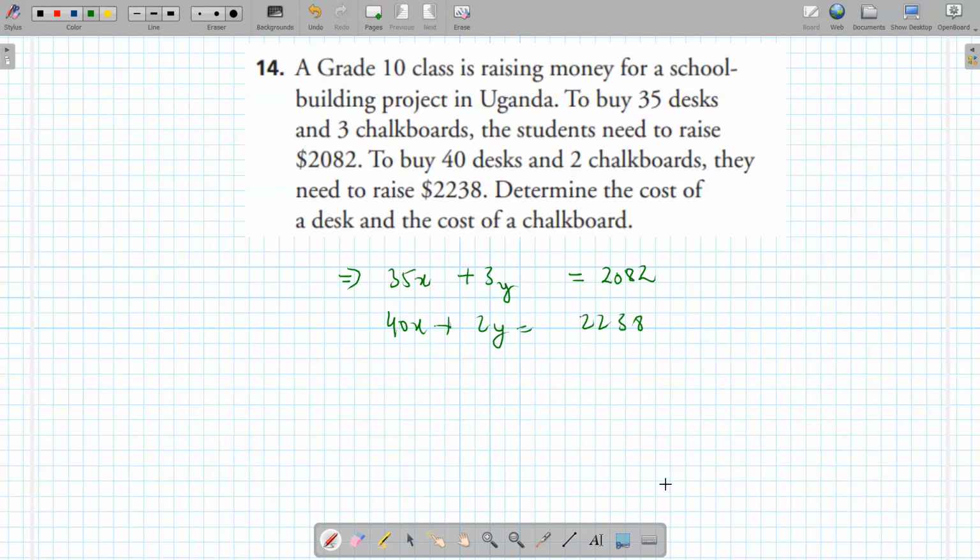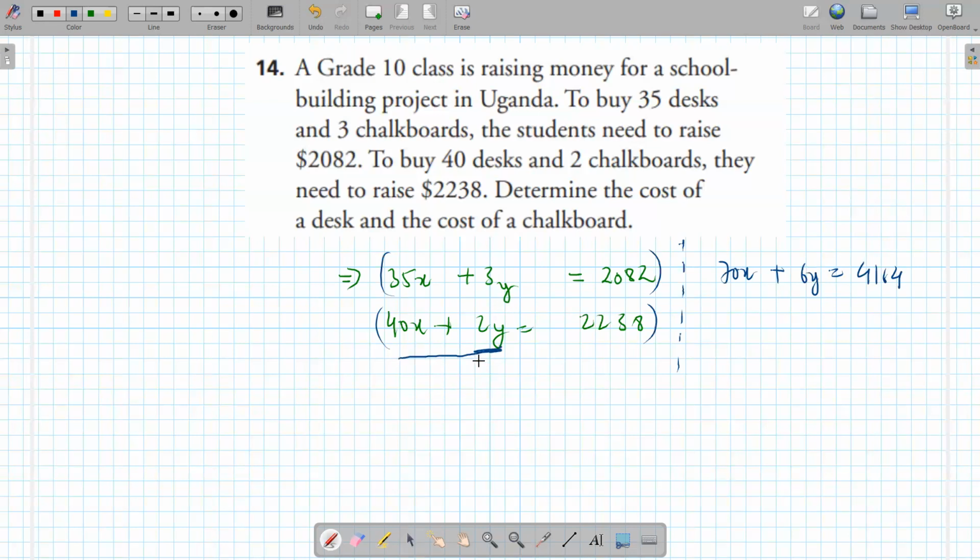Now this one, again, you can use anything you like. I'm going to use elimination, just so we divide it half and half between the ways we do linear systems. I'm not going to deal with 35 and 40. Those numbers are too big. I'm looking at 3 and 2. I know the LCD is 6. So we're going to multiply the first equation by 2. So you get 70x plus 6y equals 4164.